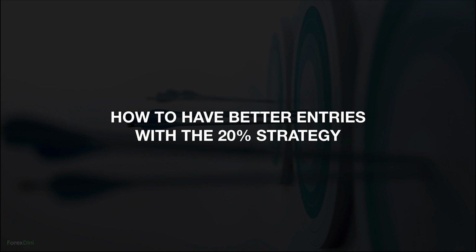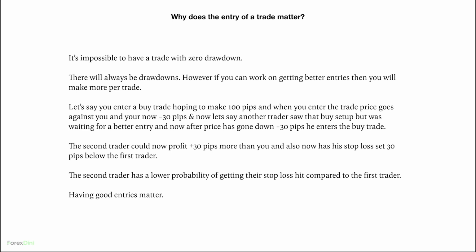How to have better entries with the 20% strategy. Why does the entry of a trade matter? It's impossible to have a trade with zero drawdown. There will always be drawdowns. However, if you can work on getting better entries, then you will make more per trade.